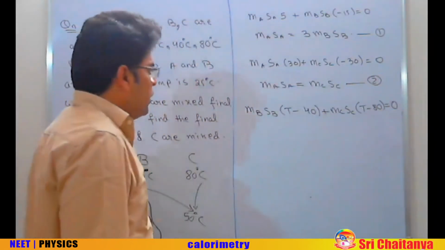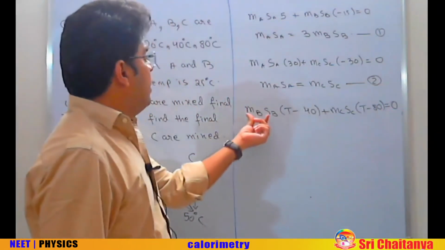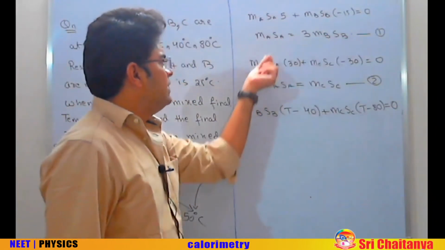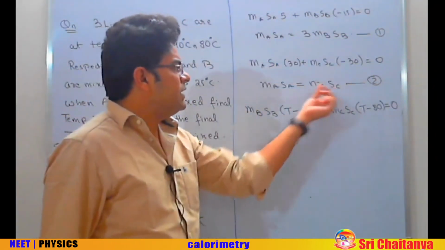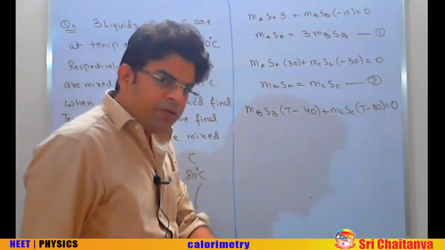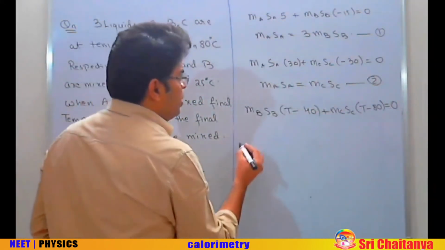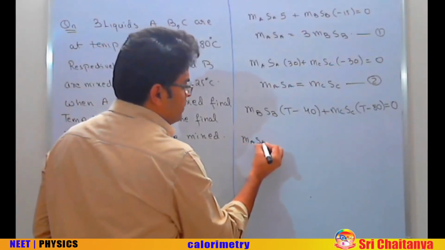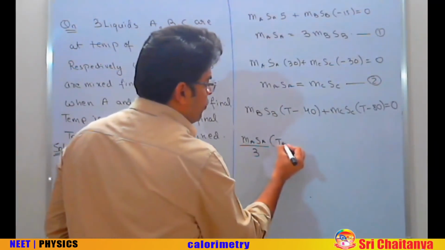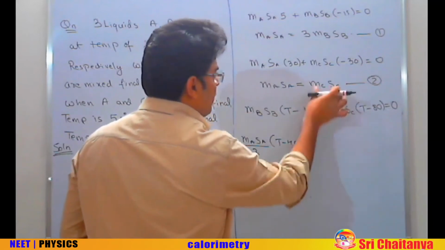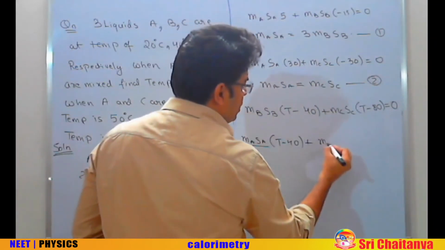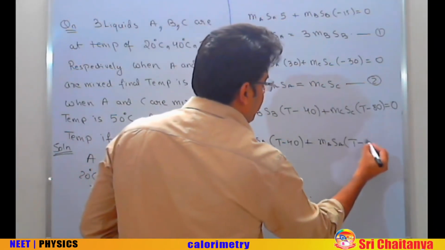Now how to solve this? See kids, in place of MbSb you can write MaSa by 3. In place of McSc you can write MaSa. The purpose of writing this is that then we can cancel out MaSa. So in place of MbSb, write mass of A into specific heat of A by 3 into T minus 40, plus in place of McSc, write MaSa, so you get mass of A into specific heat of A into T minus 80 equals 0.